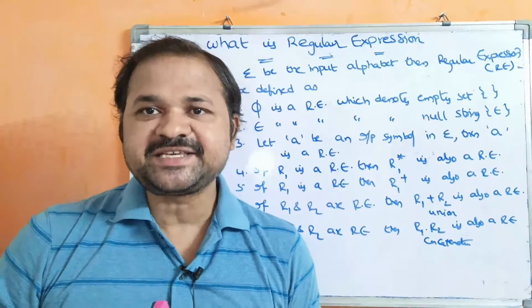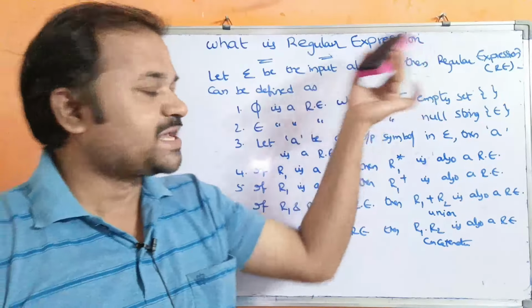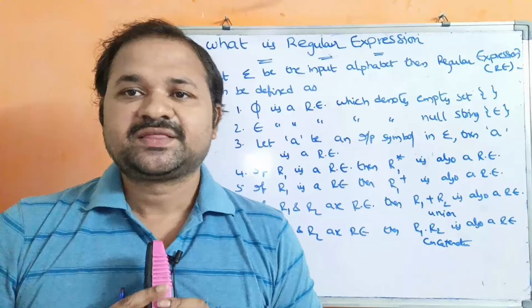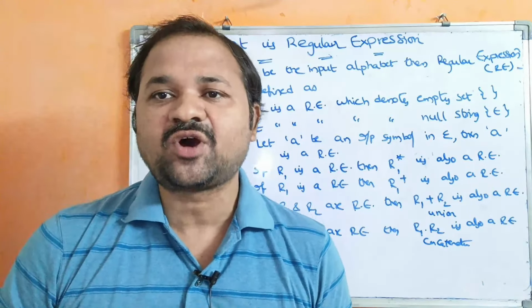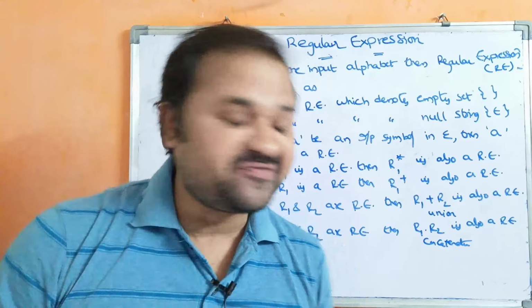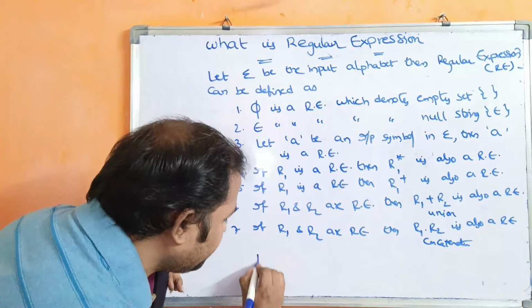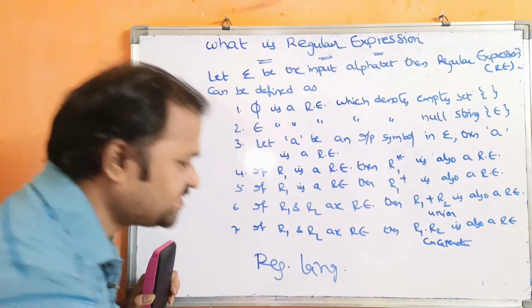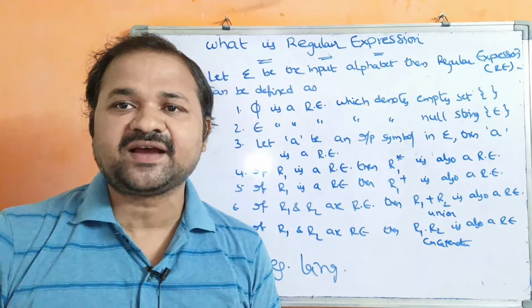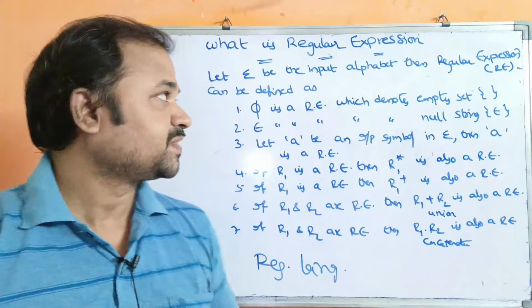Now let us discuss what is a regular expression. The language accepted by finite automata is called a regular language. So what is a regular language? Regular language means the language which is accepted by the finite automata.